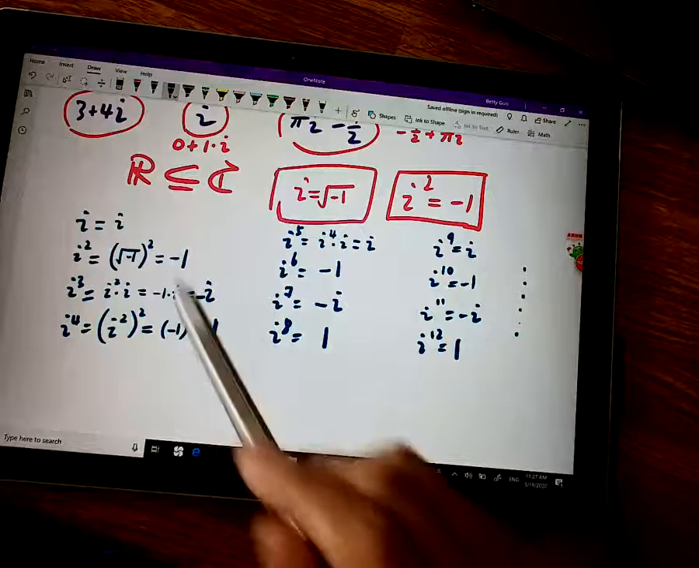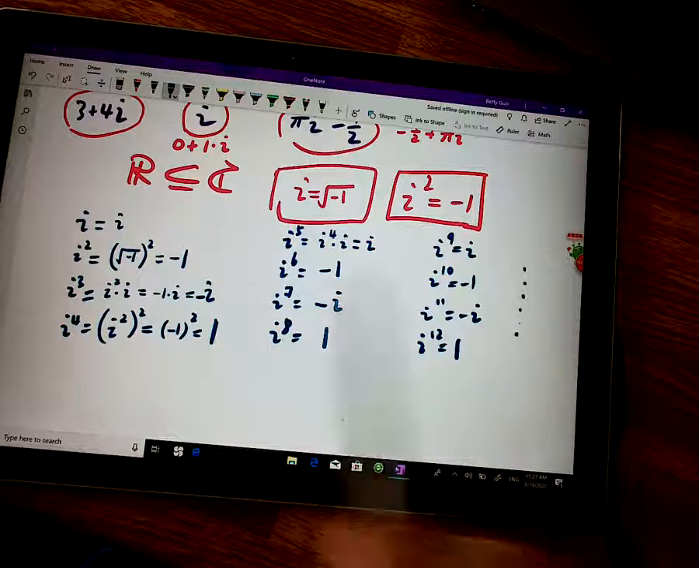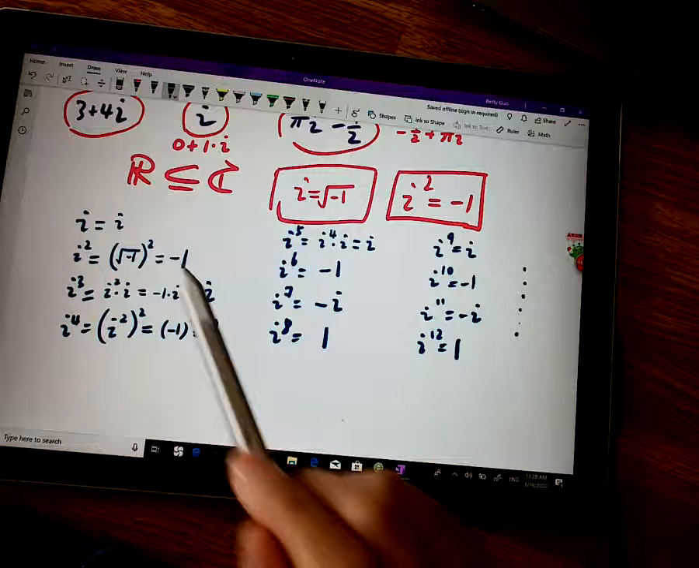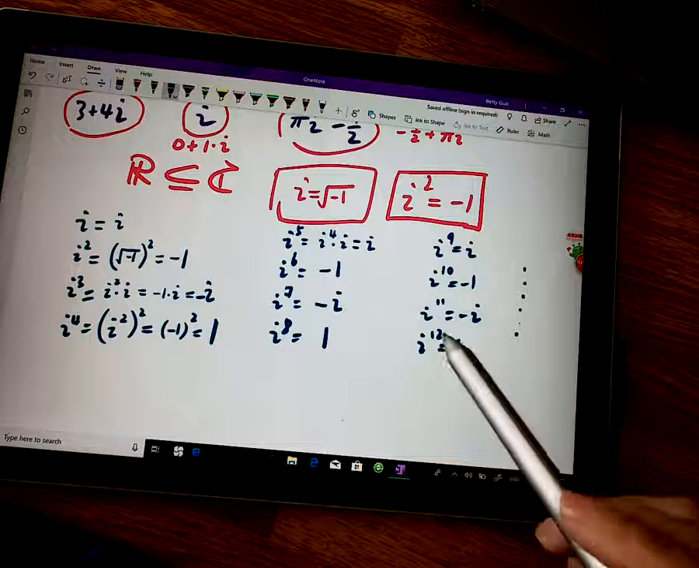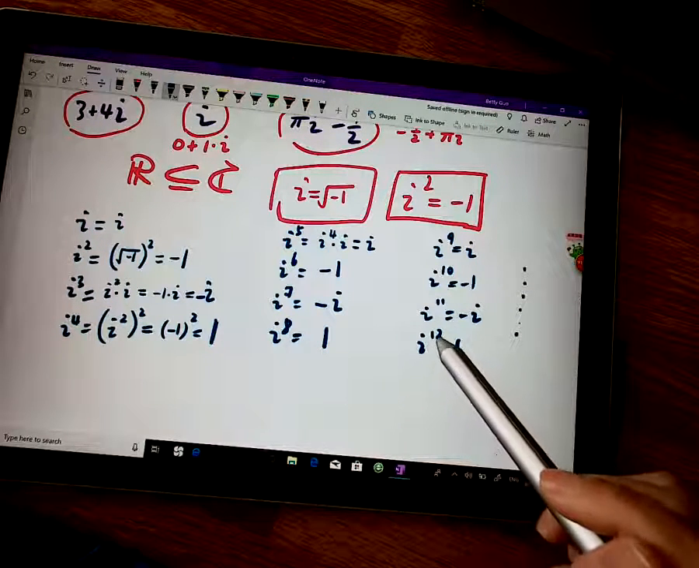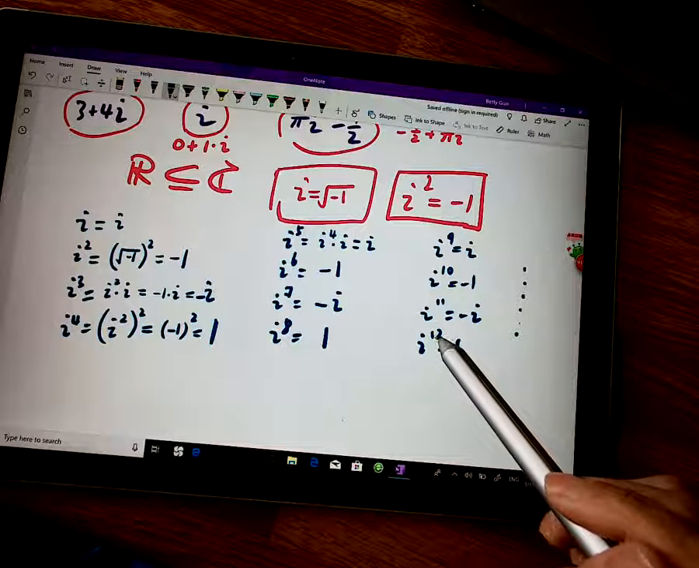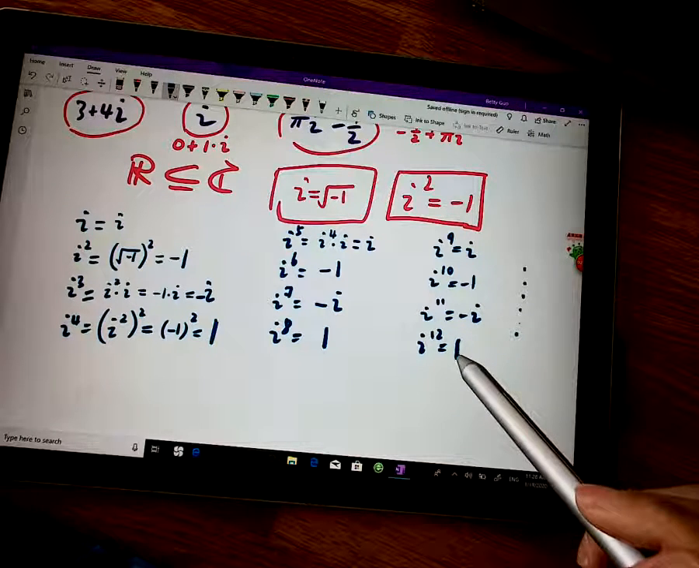There's a cycle here, right? i, negative 1, negative i, 1, i, negative 1, negative i, 1, and so on and so on. So if the exponent of i is divisible by 4, that is 1. Okay?